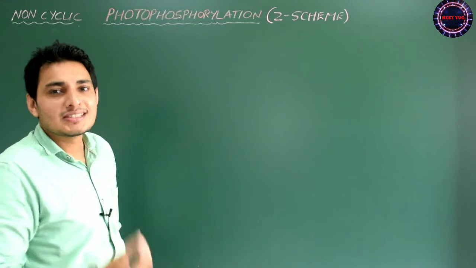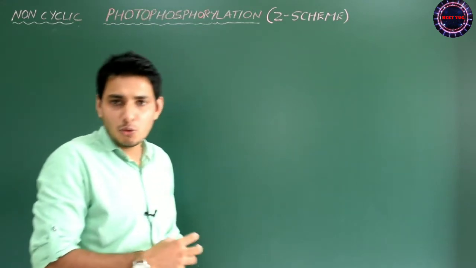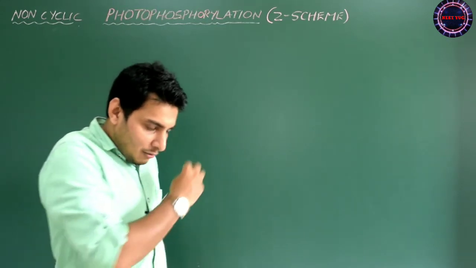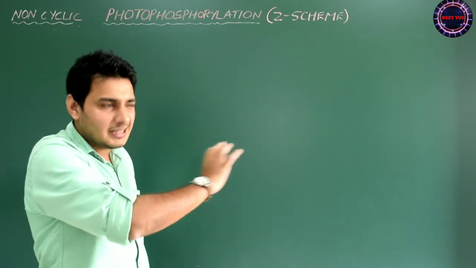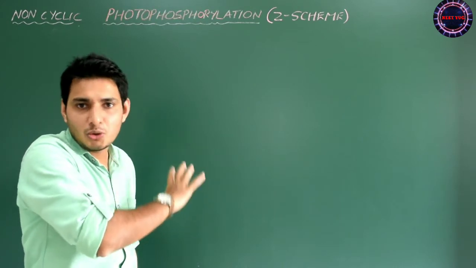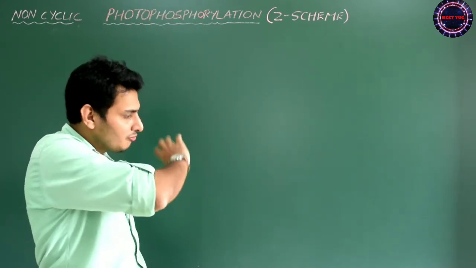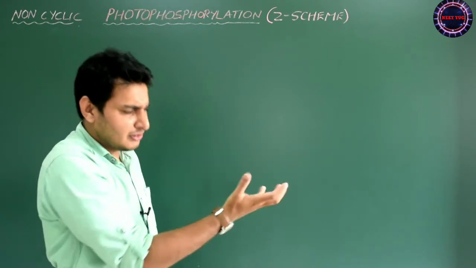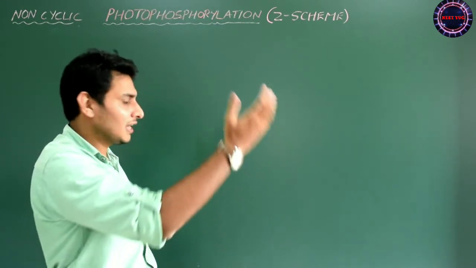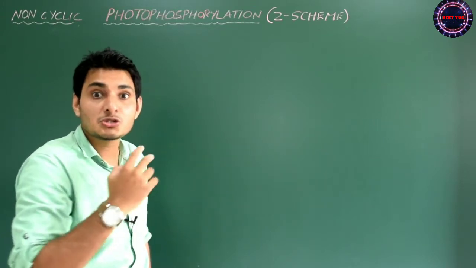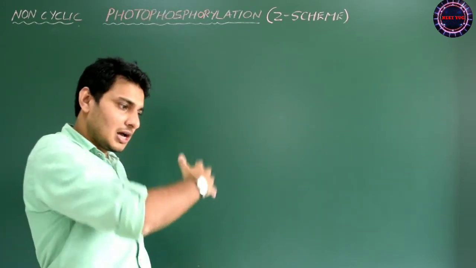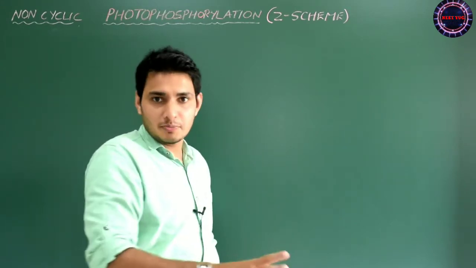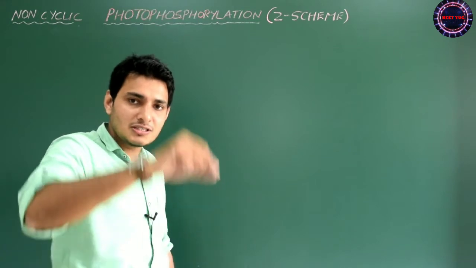Why is it called non-cyclic? Here the electrons are required for the synthesis of ATP and NADPH. You will see two systems, PS2 and PS1. Normally electrons move from PS2 to PS1. Once the electrons are received by PS1, it does not transfer the same electrons back to PS2. So there is no coming back of the electrons to the PS2 system. Got it? So it is lost.